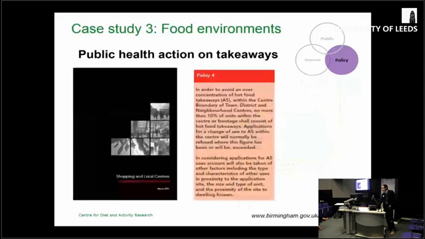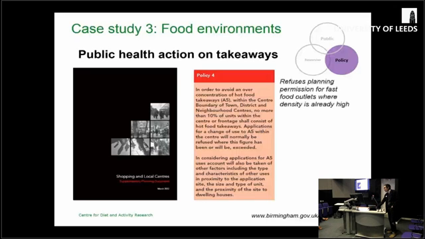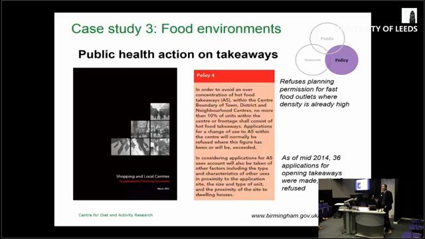So a more concrete example of that is what Birmingham has been doing. Since 2012, when they issued this supplementary planning document, they've been trying to curb the proliferation of takeaways in areas that are already saturated. So, for example, they want to refuse planning permission, and I don't have more up-to-date data, I'm afraid, but as of mid-2014, out of 36 applications that were made for new takeaways, almost half of those have been refused.